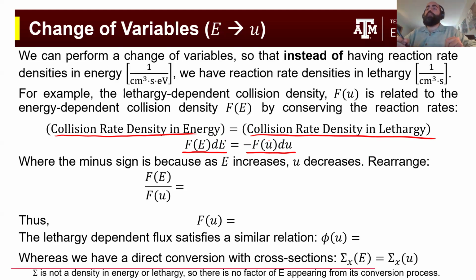If we take this expression and rearrange it to get f of E over f of u, we would also divide both sides by dE. So this would look like negative du over dE. And we have u as a function of energy; we have a definition for lethargy. So I'm going to plug that in right here, because we know that u is ln of E0 over E.